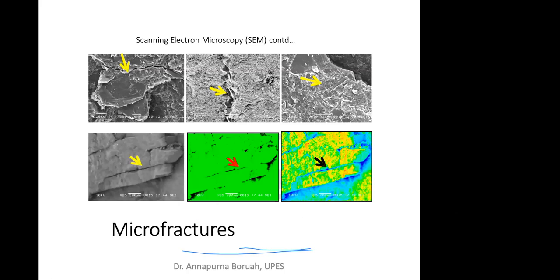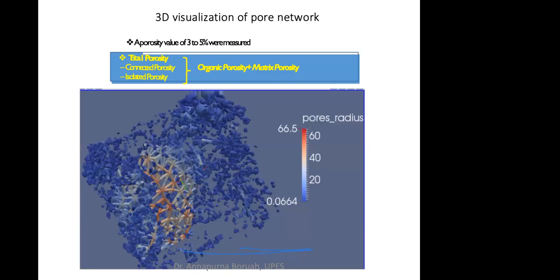Microfractures you can identify using the scanning electron microscopy. So this is very important to design your well hydraulic fracturing, because based on the orientation of microfractures only, you will design your well. It will be vertical or horizontal. Then microcomputer tomography. This is one image from microcomputer tomography, and I'm not discussing in detail about the tomography because here I'm discussing only the geochemical part.